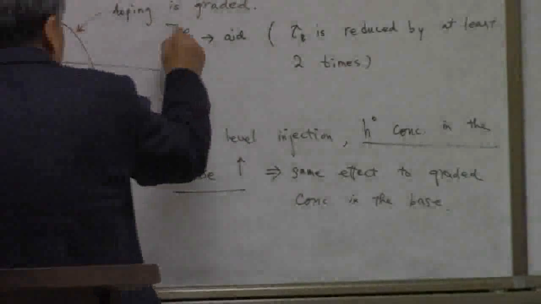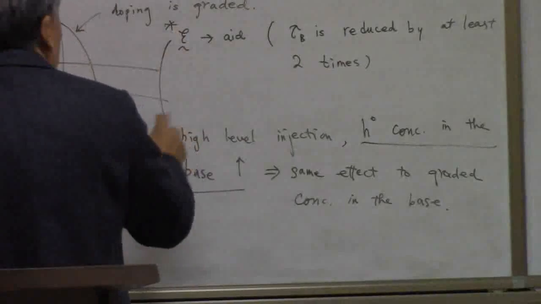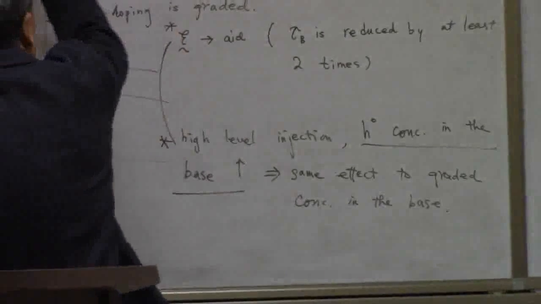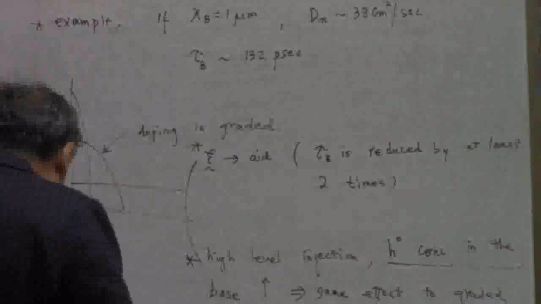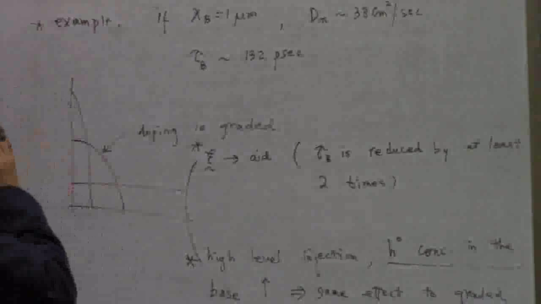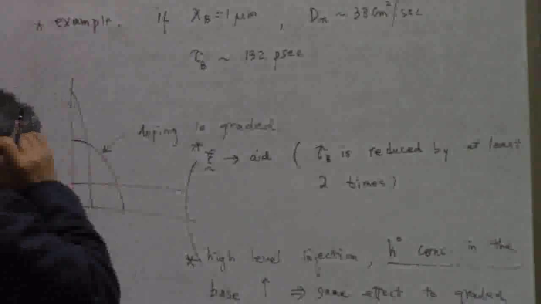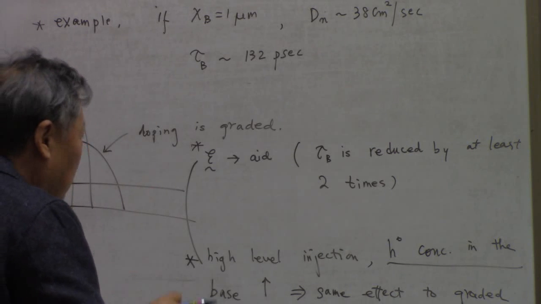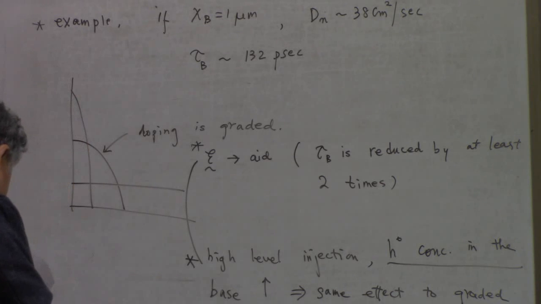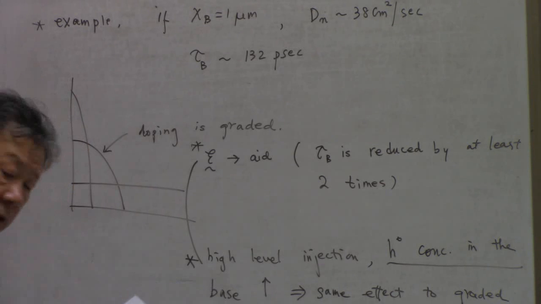So because of this, and this, and the basic fact, the base transit time is not the dominant factor limiting the frequencies in modern bipolar transistors.